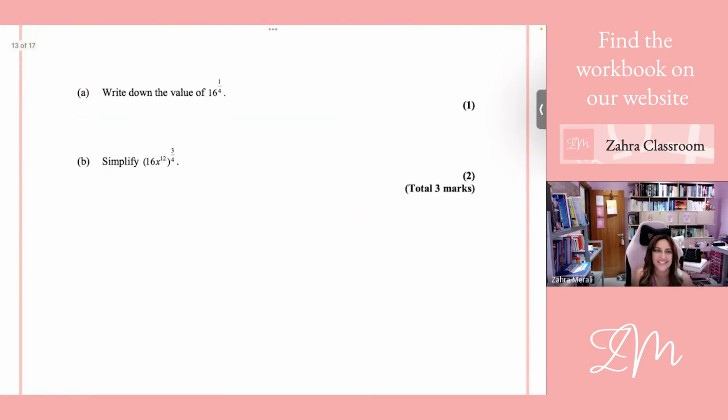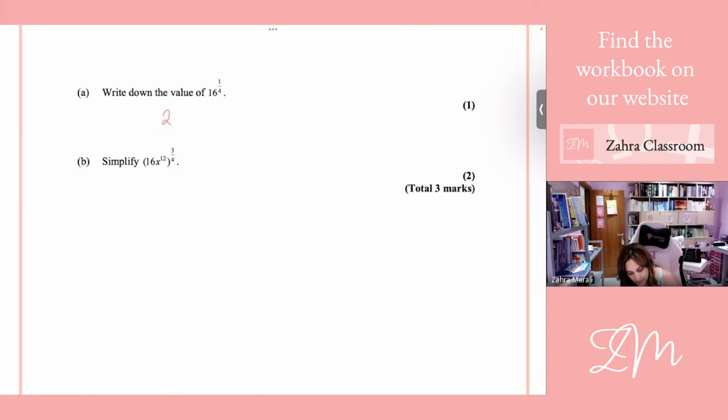Write down 16 to a quarter. Now, wouldn't this be so nice if this came up in the exam, because we could just put it into our calculator? But even this, I think this question's from before then, or it was a beginning question. It's the same as saying the 4th root of 16, which is the square root of 16, which is 4, and then the square root again to give you 2.